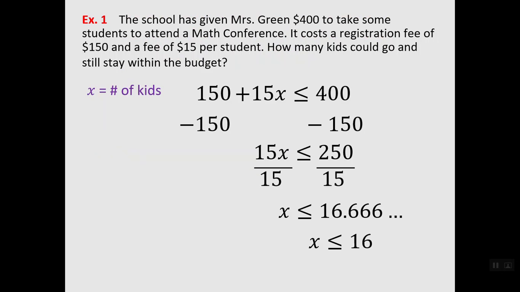So we need to express that it's not just one number, but any number of kids that is up to and including 16. So my sentence is, Mrs. Green could take up to 16 kids, which implies we're including the 16, and stay within the budget.